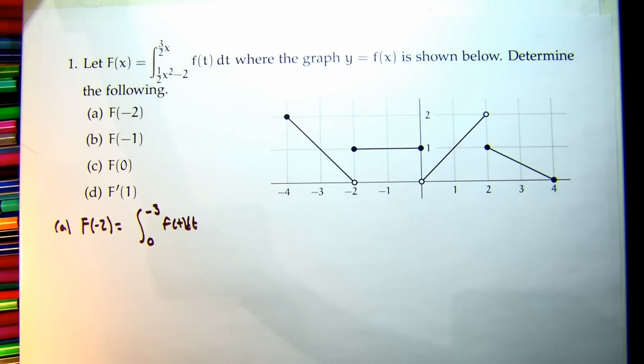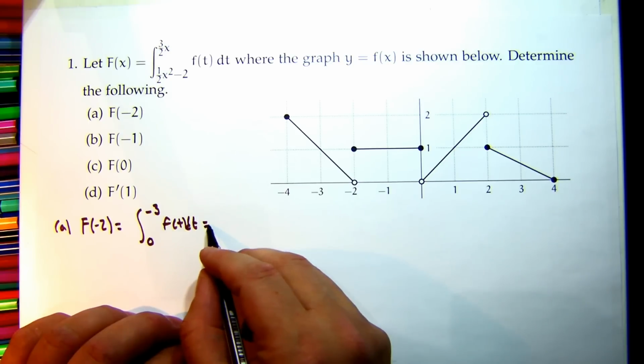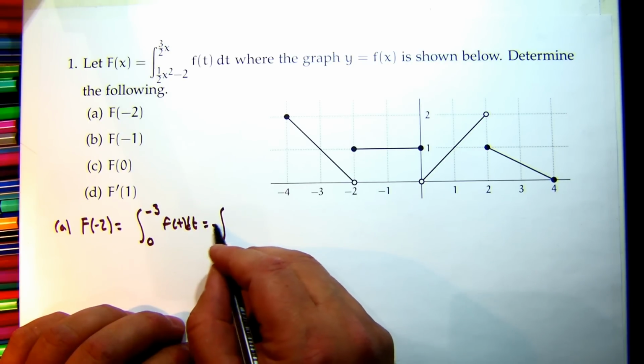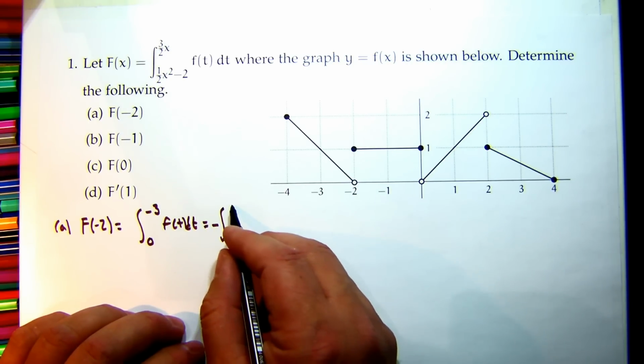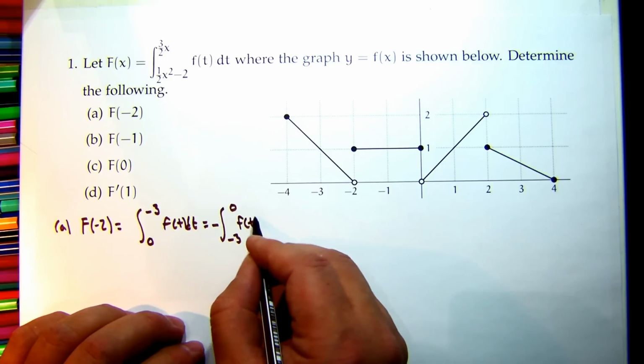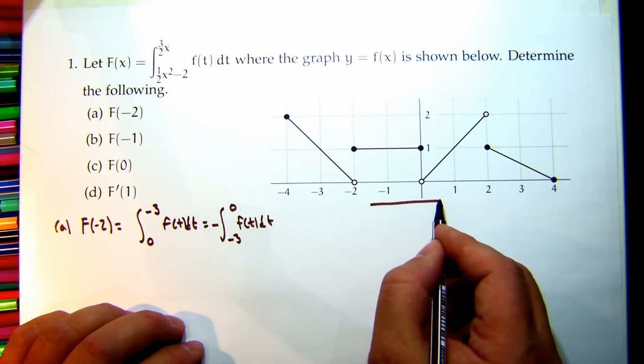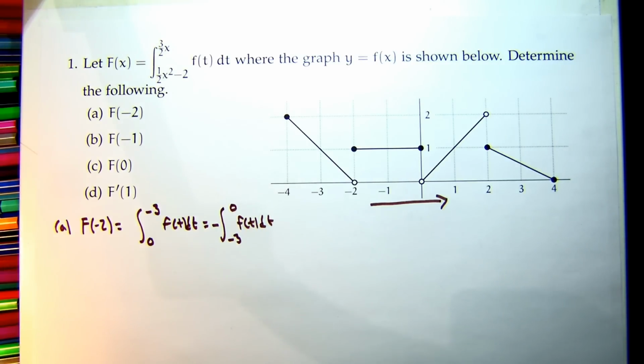How do you fix the order? Yeah, you flip it and change the sign. So we're going to put a negative in front. Now we have the right order. So again, remember, orientation matters. We go left to right.